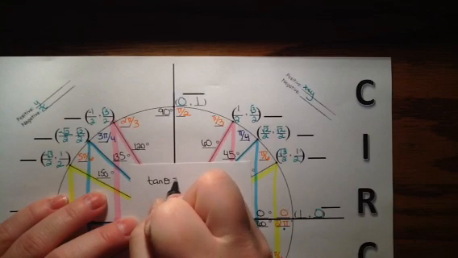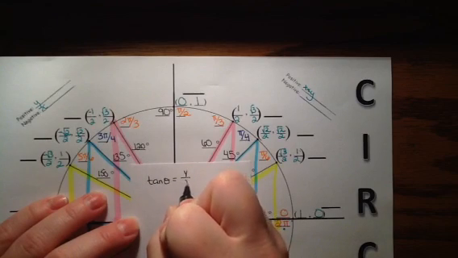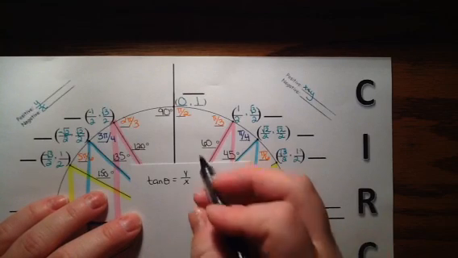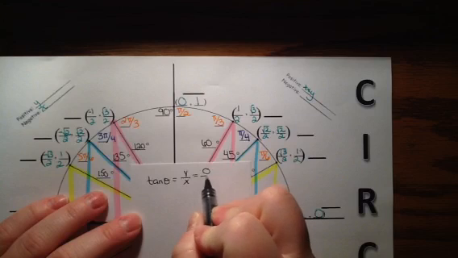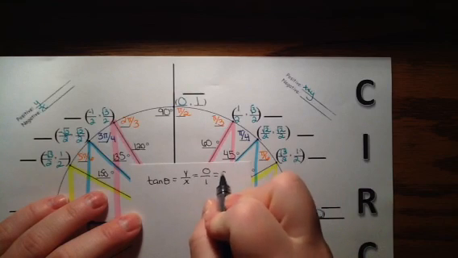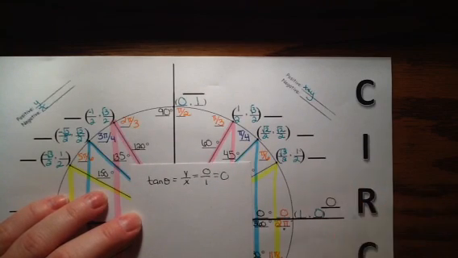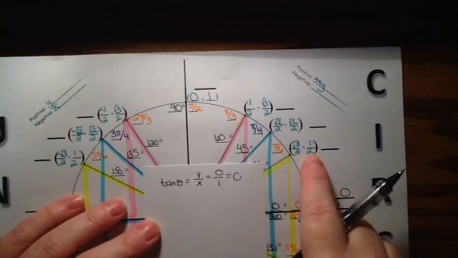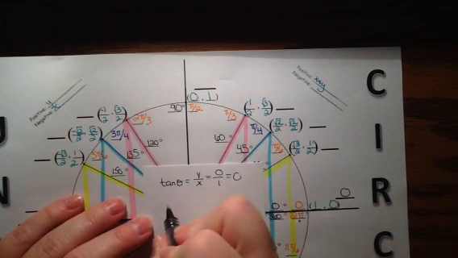tangent of theta is equal to the y over the x. So I'm going to take my y piece of the ordered pair, which is 0, and I'm going to divide by 1, and 0 divided by 1 is 0. So tangent right there at 0 or at 2 pi is 0. Okay, so now I'm going to go to the next ordered pair.